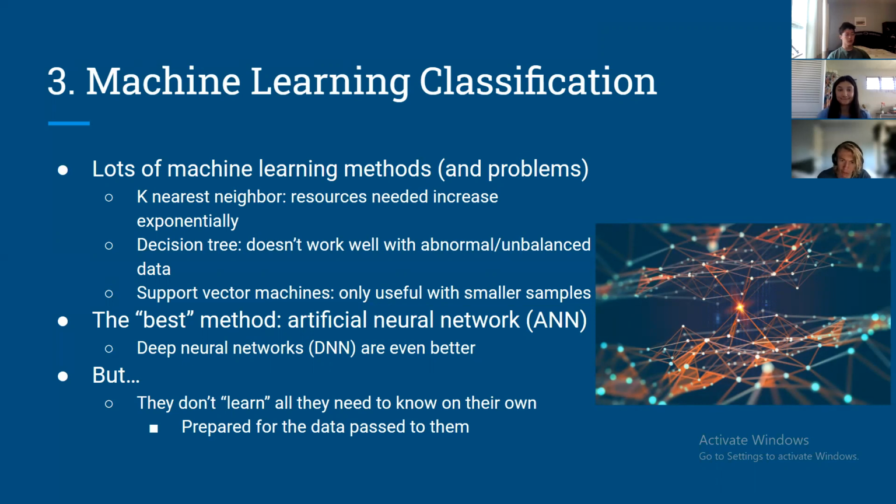The best method is an artificial neural network, and a deep neural network, which has more hidden nodes between each shown decision, is even better at doing this. But the problem with them is they don't learn all they need to know on their own. The data scientists kind of need to train them a little bit more than we would like for a machine learning algorithm to do so. And the only data that's passed to them is data that scientists know that these neural networks can deal with pretty well, which is not really optimal.